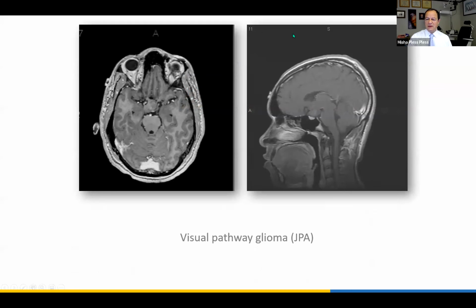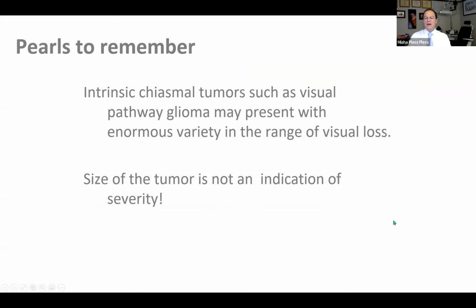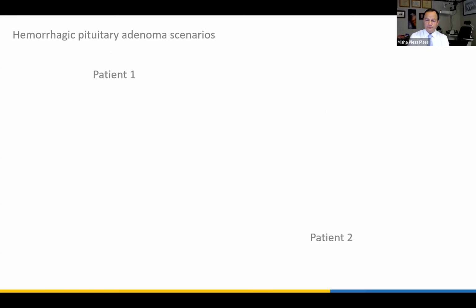And you can see here an axial and a sagittal, a non-contrast enhancing tumor of the optic apparatus, a visual pathway juvenile pilocytic astrocytoma. So here are the pearls to remember: intrinsic chiasmal tumors such as visual pathway glioma may present with enormous variety in the range of visual loss. You can't extrapolate the size of the tumor and the severity. And just to mention, we follow these tumors for years. Sometimes, even if there is visual loss, we, of course, don't recommend surgery any longer.